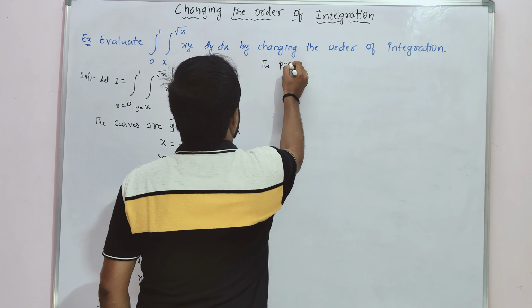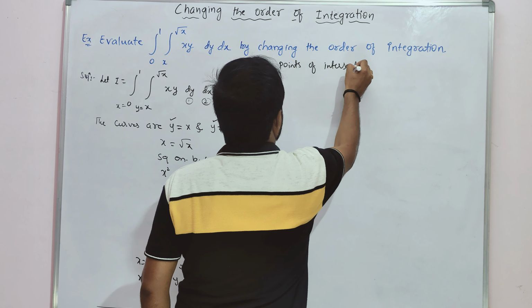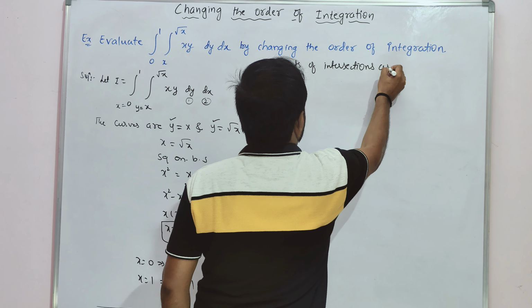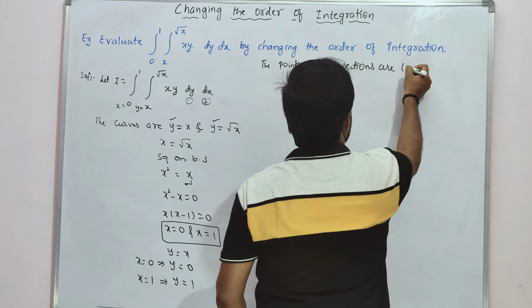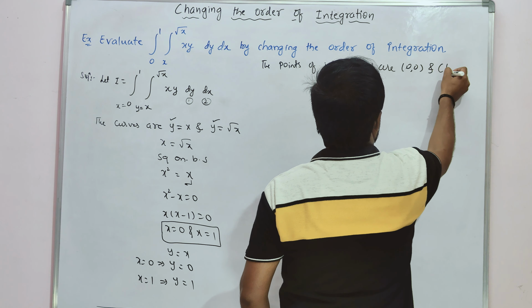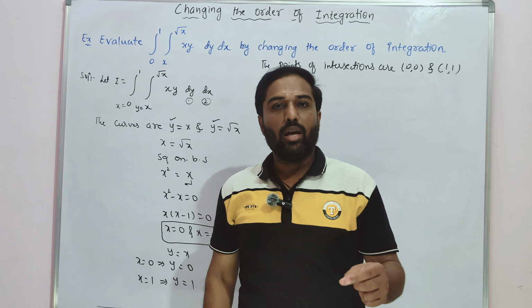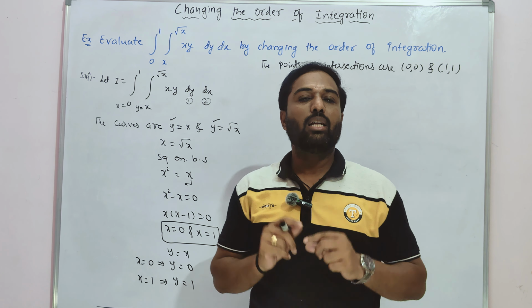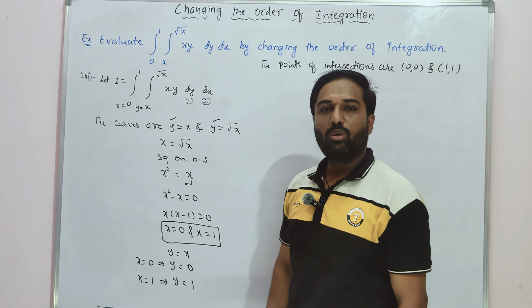The points of intersection are, so here you can see x0, y0. So it will be (0, 0) and (1, 1). These are the 2 points where the two curves meet each other. What are the two curves? y = x and y = root x.